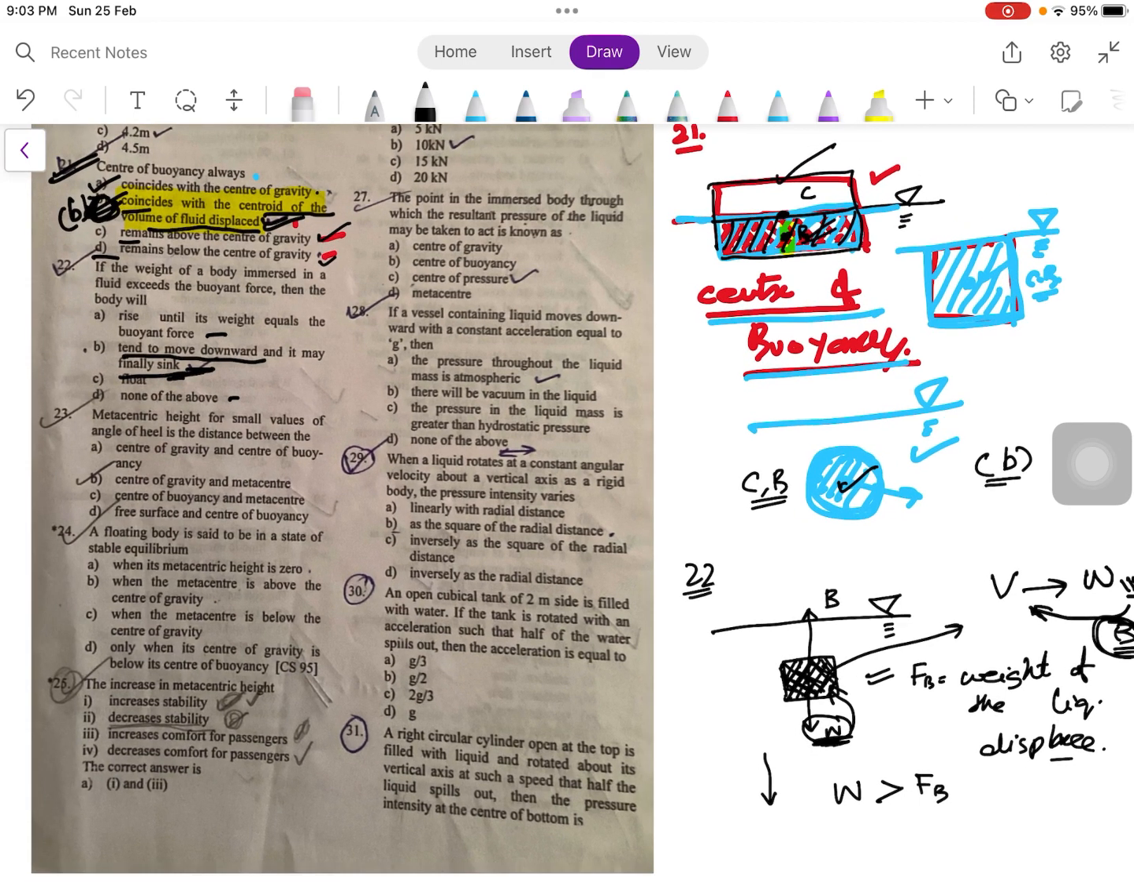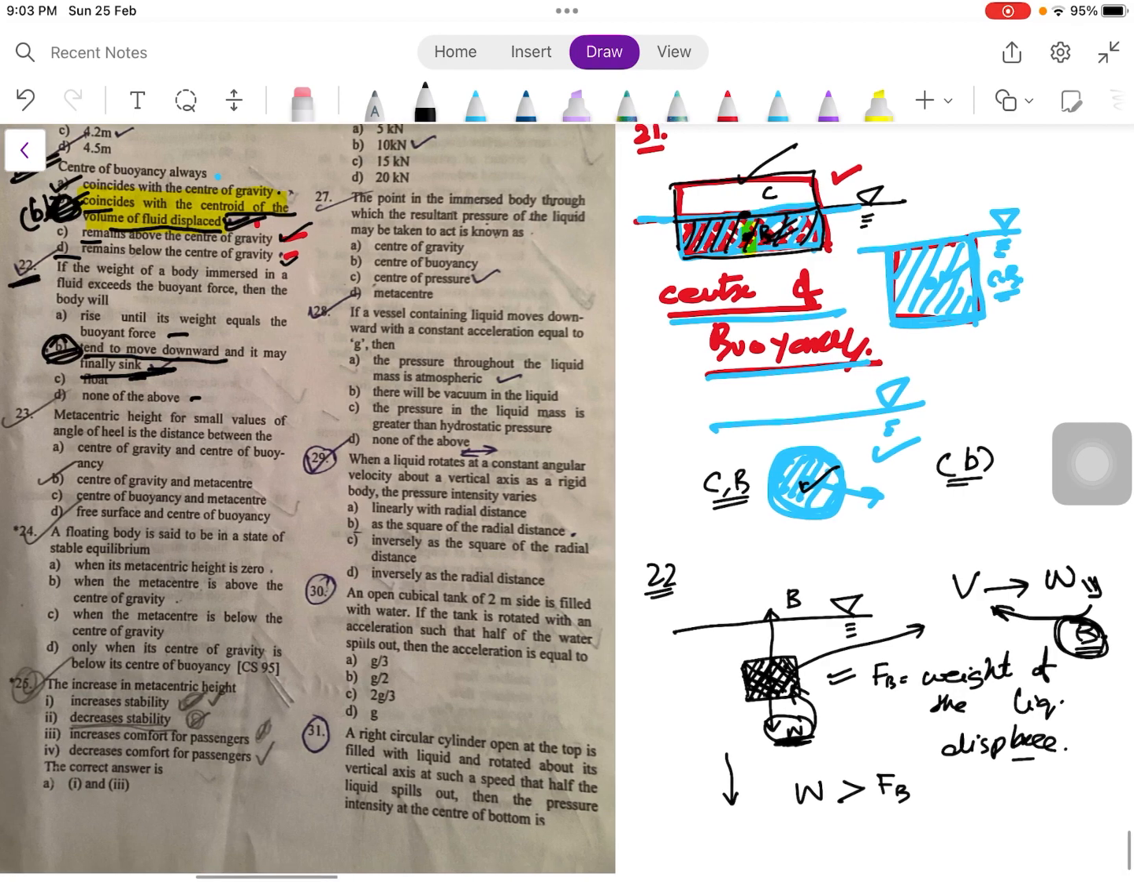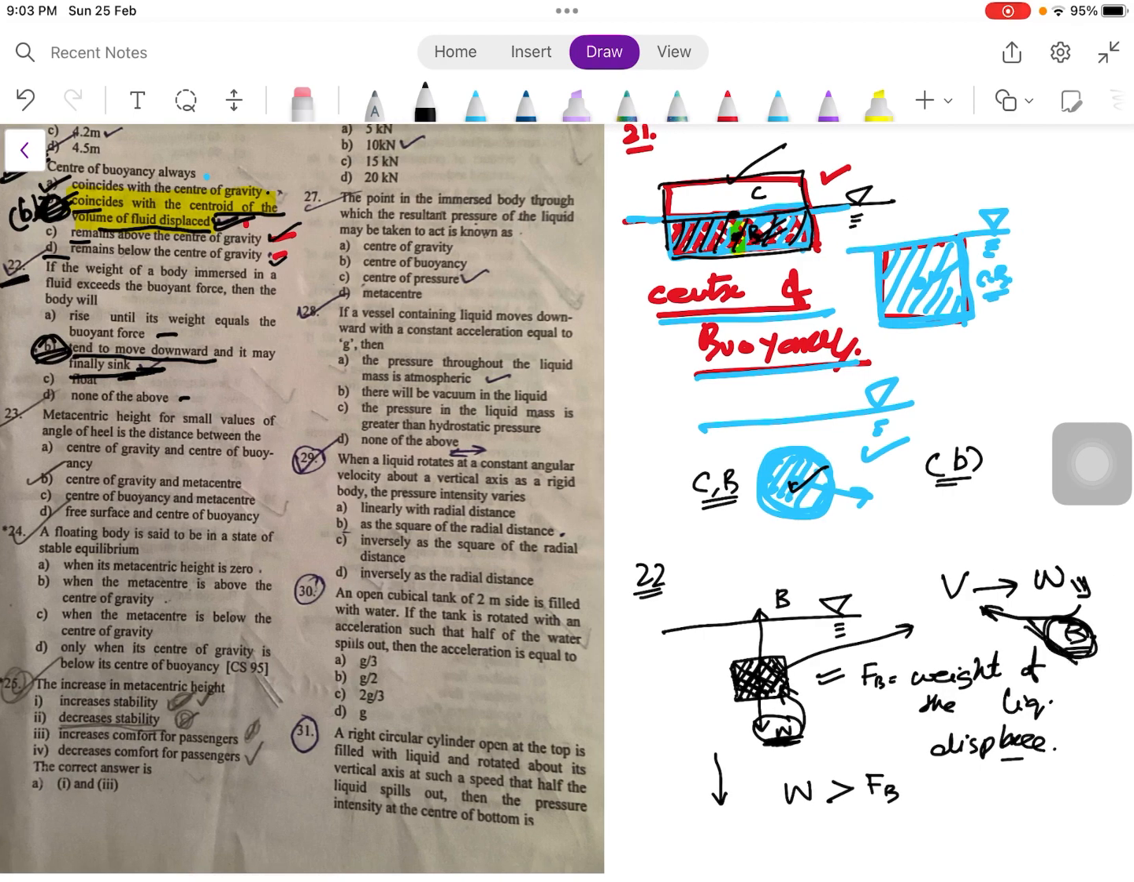So option B is the right option for question number 22. When the buoyant force is less than the weight of the submerged body, then the body will continue to move downward, because in this case the buoyant force is not enough to support the weight of the body, right? Then definitely the body will tend to move downward and it will ultimately sink.